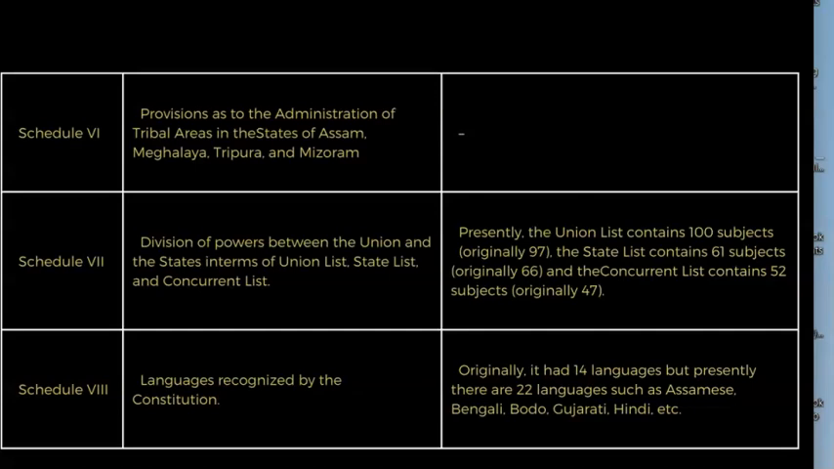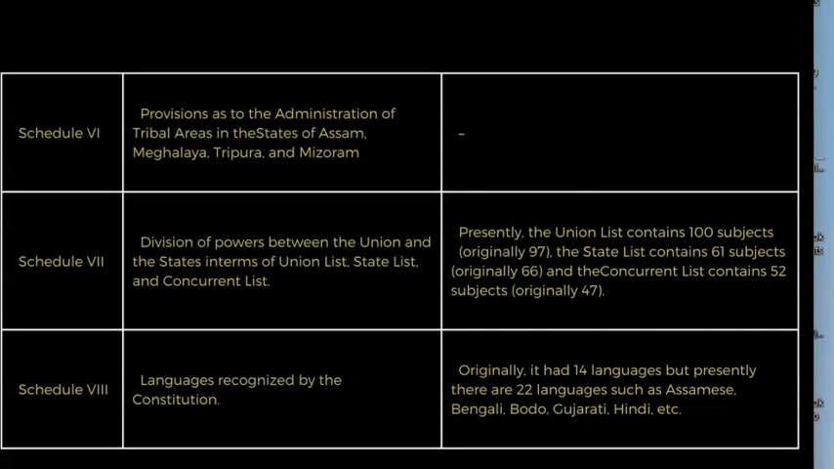So, in all these three lists, state list, union list and concurrent list: in the union list there are 100 subjects where the central government has exclusive powers to make legislation. In the state list, there are 61 subjects, originally 66, where the state government has full power to make legislation. And the concurrent list contains 52 subjects, originally 47, where both center and state have power to make legislation, joint legislation.